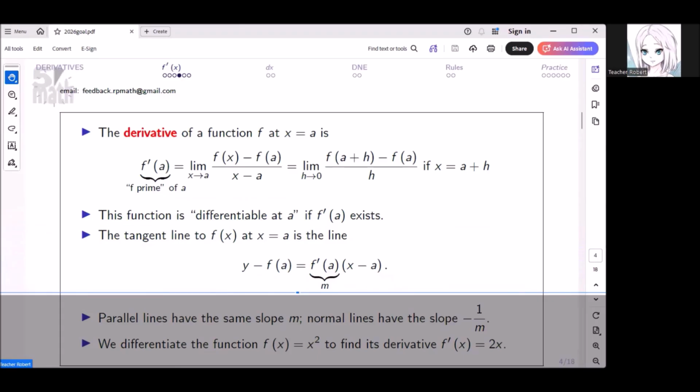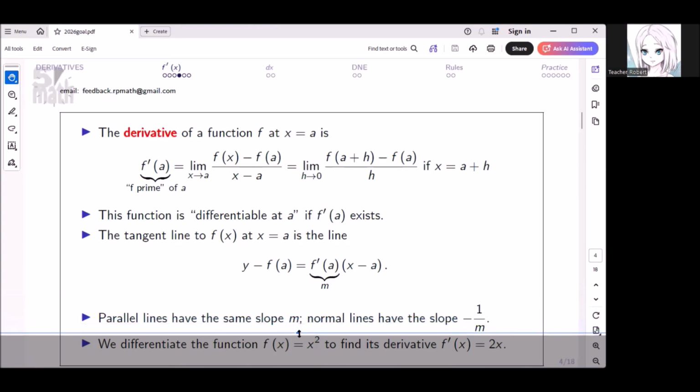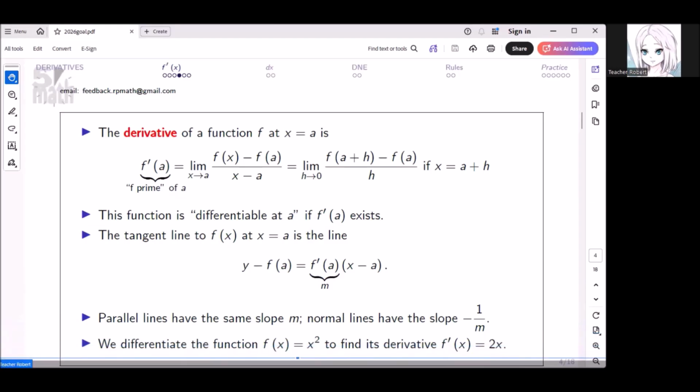The tangent line to f of x at x equals a is the line y minus f of a equals f prime of a, which equals m, times x minus a. Parallel lines have the same slope m. Normal lines have the slope minus 1 over m. We differentiate the function f of x equals x squared to find its derivative, f prime of x equals 2x.